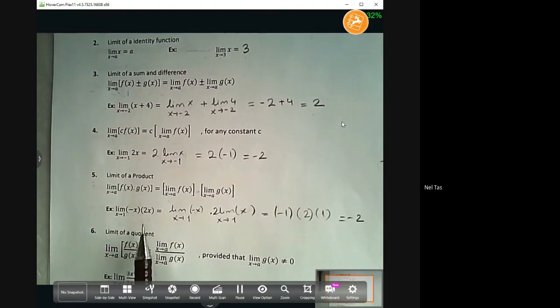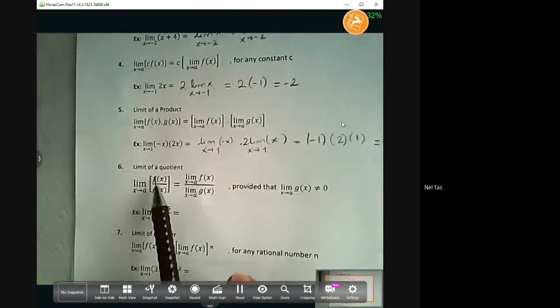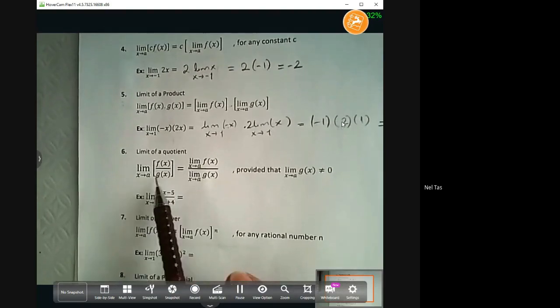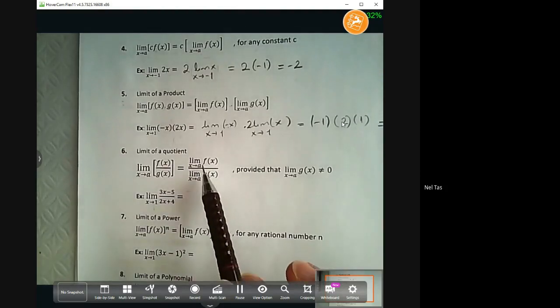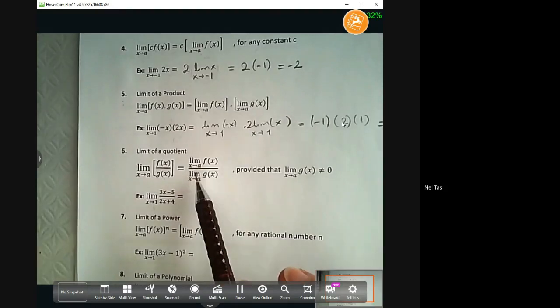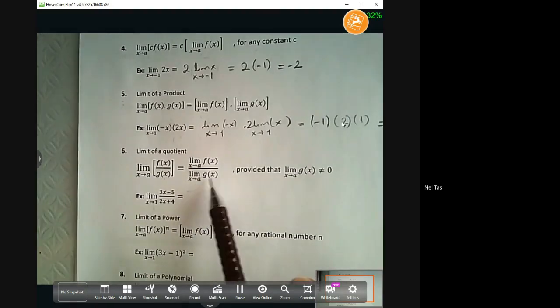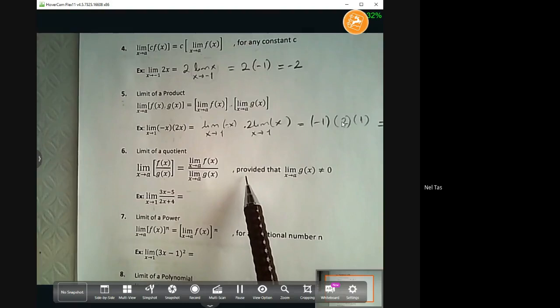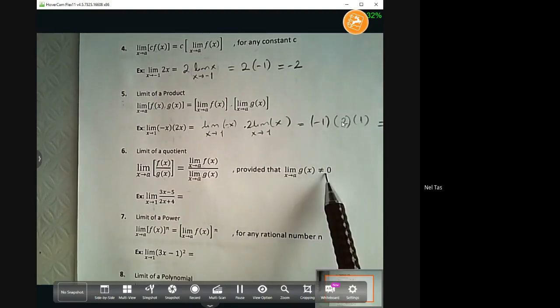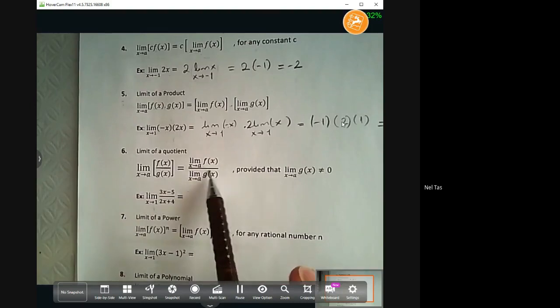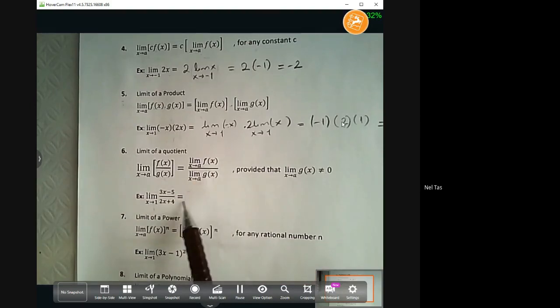So next one, that was the limit of a product. Number 6, limit of a quotient. If you have limit of f of x over g of x as x approaches a, this can be written as limit of f of x as x approaches a over limit of g of x as x approaches a. Okay, so of course this rule exists if limit of g of x as x approaches a is not equal to 0, because if it is equal to 0, then this becomes undefined, right?